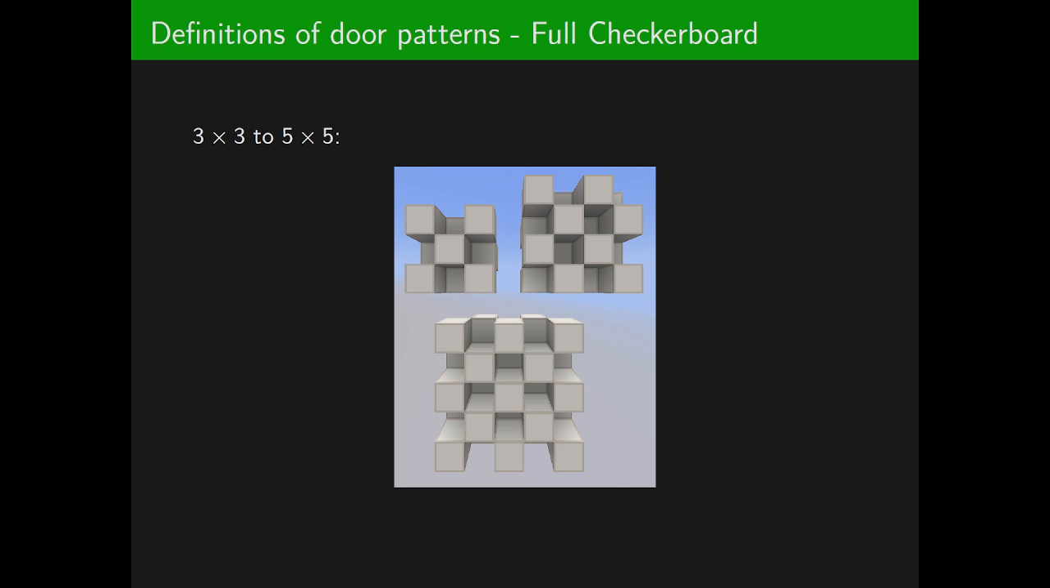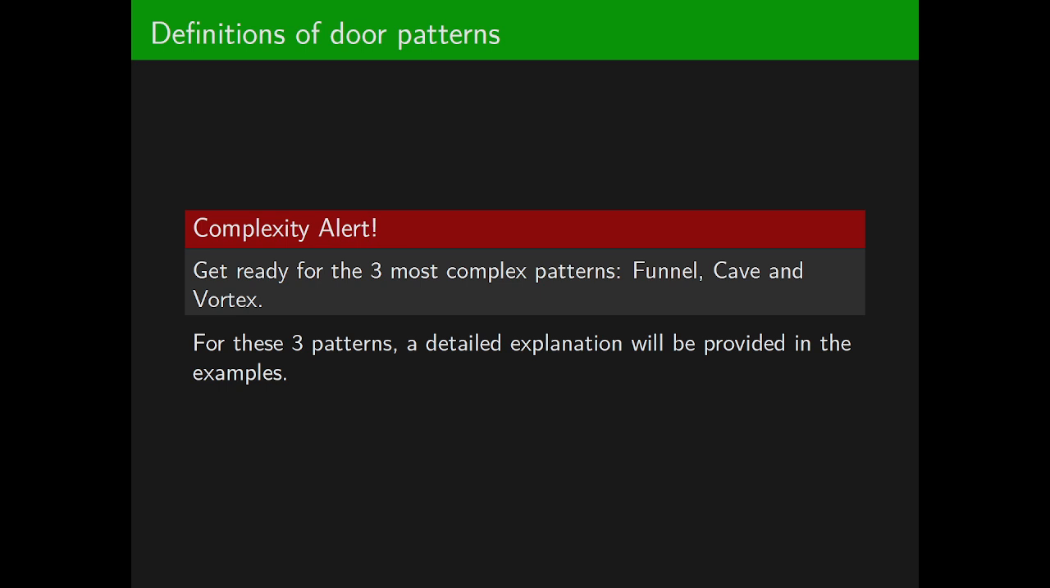Now, all the door patterns in section 2.1 BII are all talked about, and guess what that means? We are going to talk about the 3 most complex patterns ever to be defined in this document. They are funnel, cave, and vortex. So yeah, I have to really give this complexity alert because it's really complicated and probably going to scare most of you.